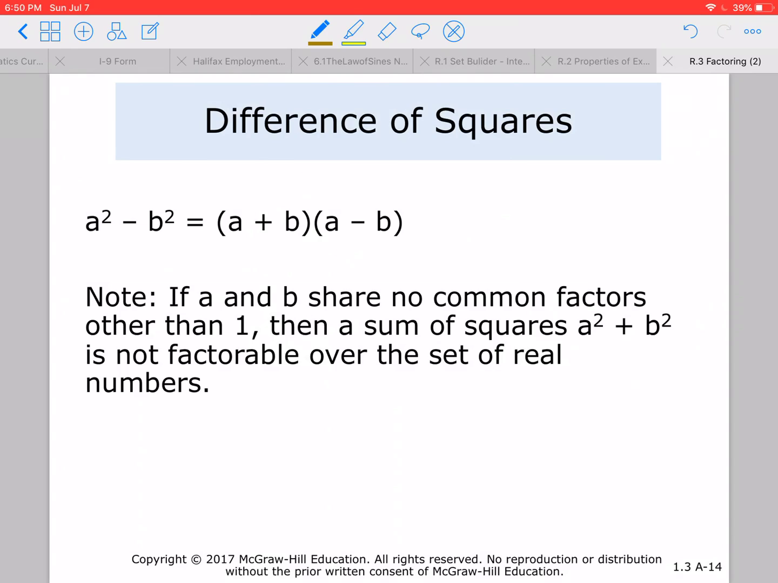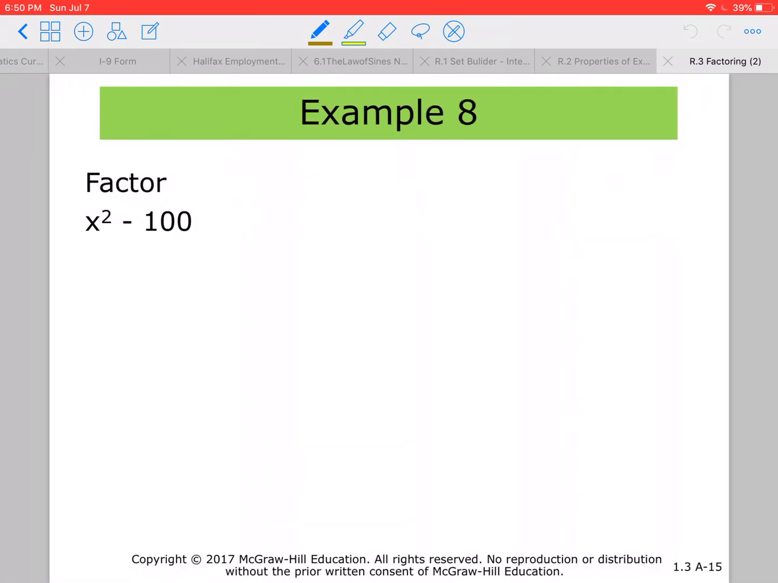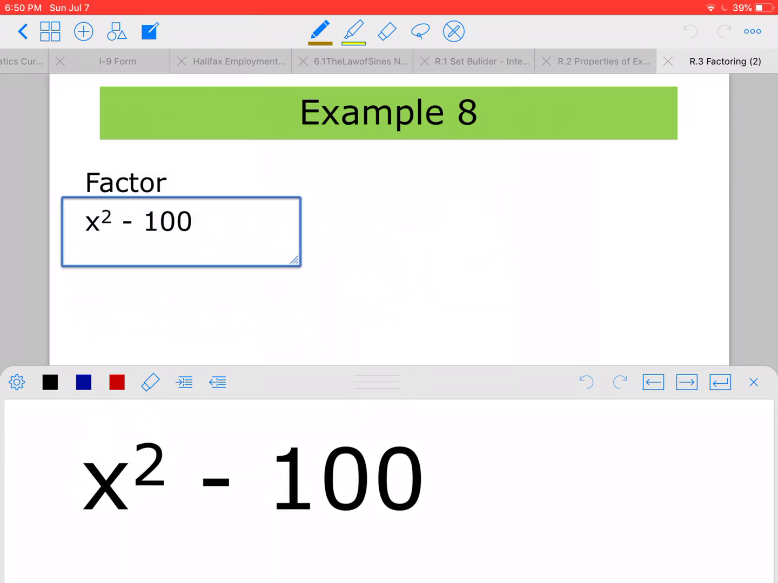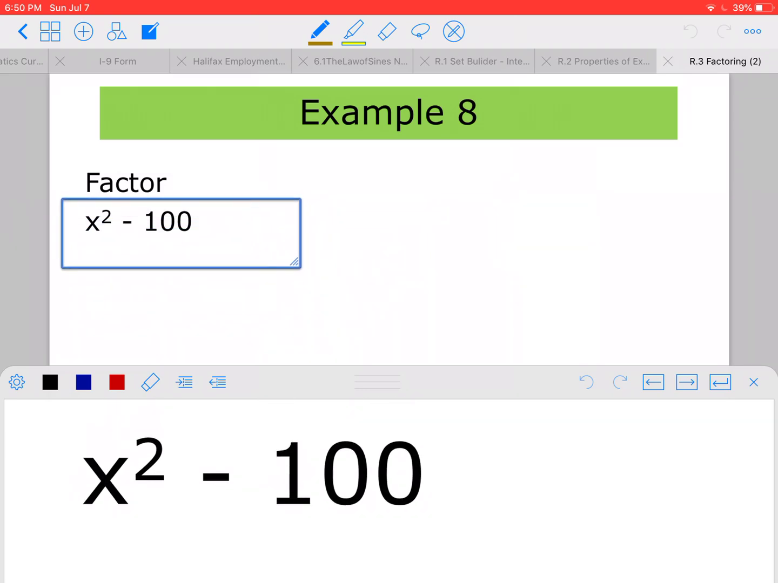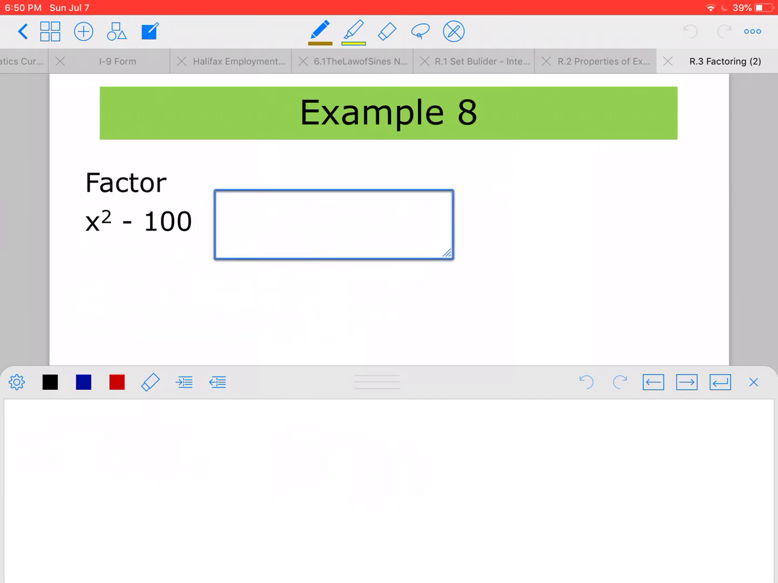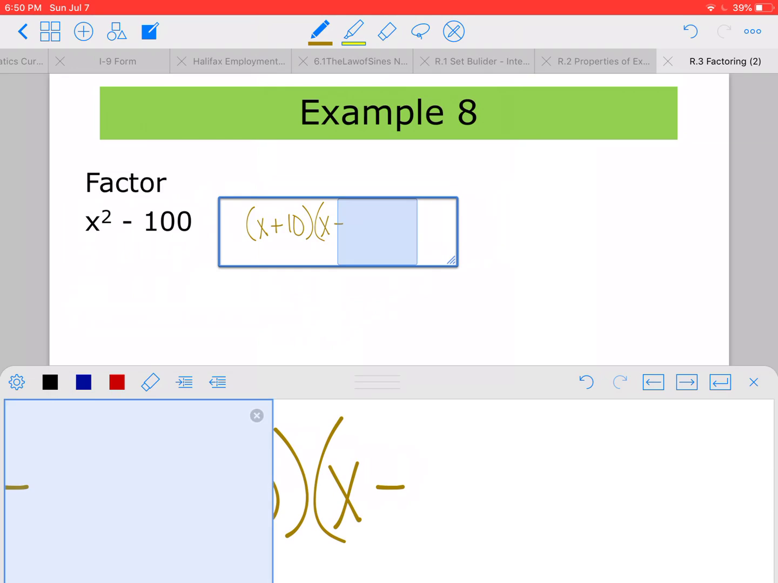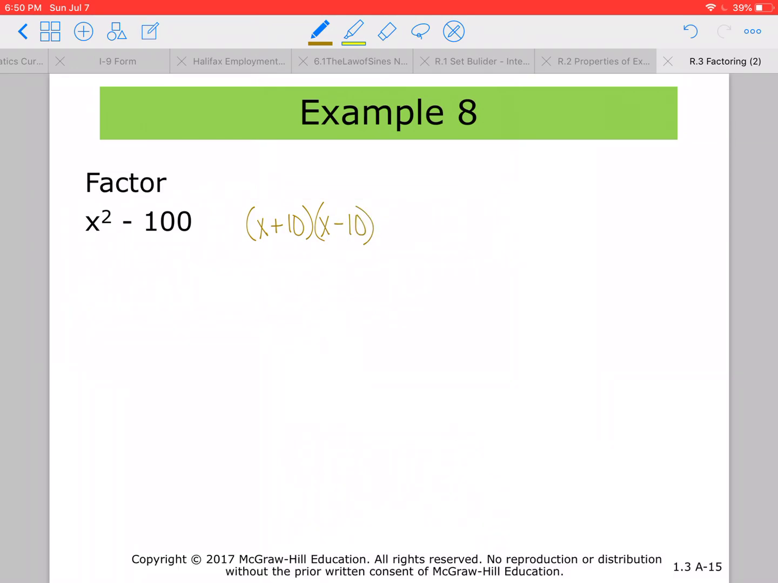Okay, so in this case, yes, we have a difference of squares. How do we know? The square root of x squared is x. The square root of 100 is 10. And there is a minus in the middle. So that means that very quickly our answer is x plus 10 times x minus 10. And that's it.